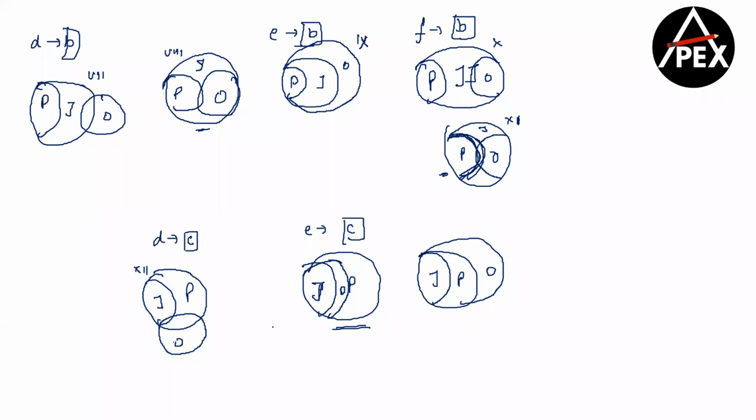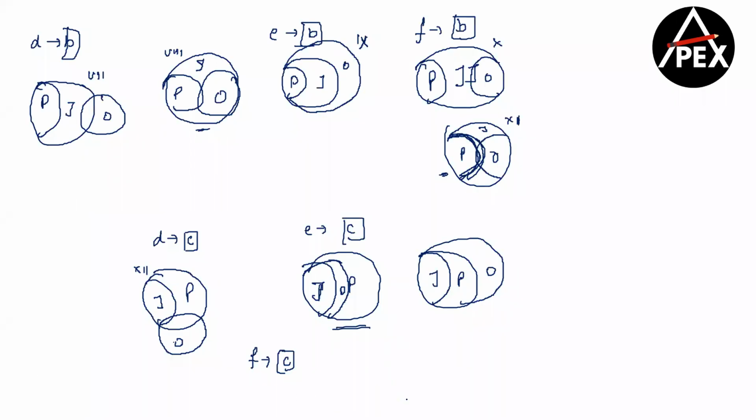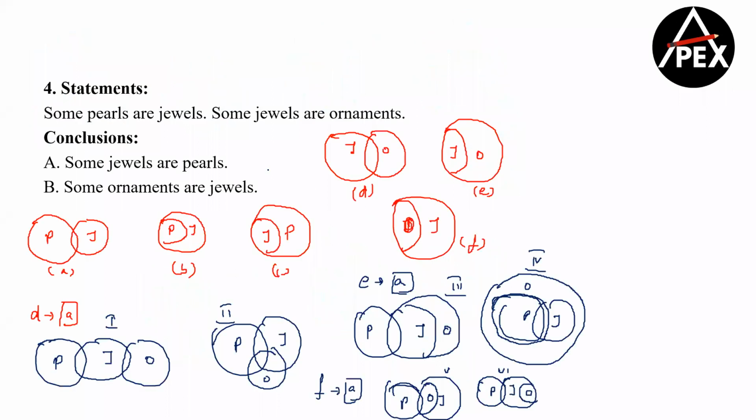So now what do we need to do? We need to take F through C. So F through C is what? P inside J and O inside J. So what will happen? J, P, and inside J there is O. Okay, so these are all our diagrams. So now quickly let us verify the conclusion. Some jewels are pearls.